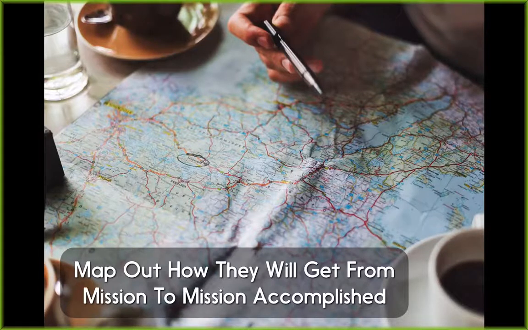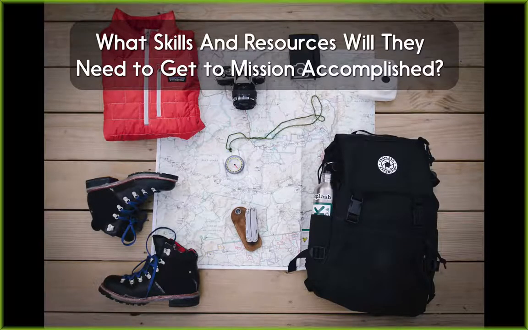Well, that's in essence what you're doing here. You're creating the map that's going to help your customers get from mission to mission accomplished and do it in a much faster, easier way than it took you to get there. And so part of figuring out how you're going to map out their quickest route or their easiest route or their most effective route, you're going to need to ask yourself, what skills are they going to need to get from mission to mission accomplished?